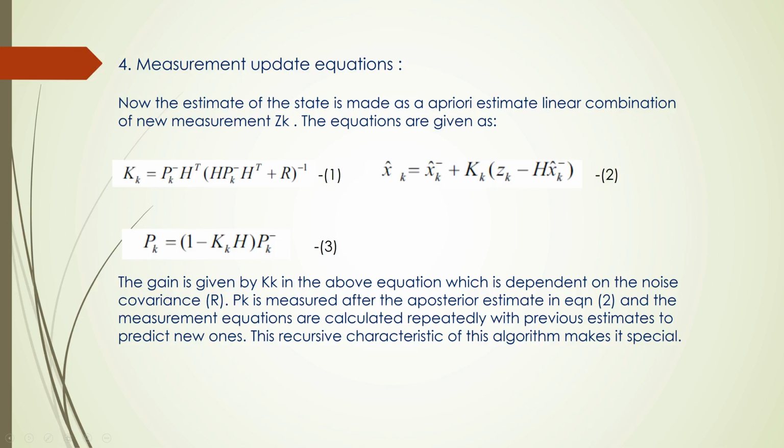The fourth step is the measurement update equations. Here is where the measurements are actually updated. Now the estimate of the state is made as the a priori estimate plus a linear combination of the new measurement zk. The equations are as shown below.